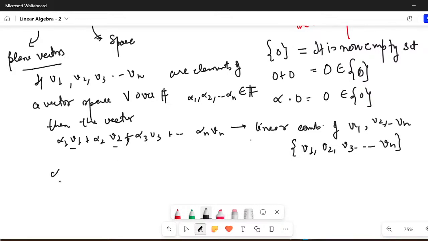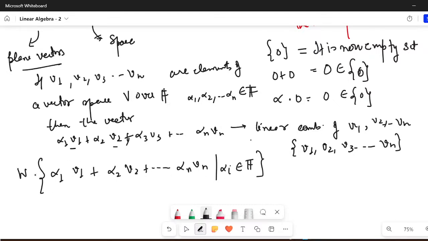So you can say that this alpha 1 v1 plus alpha 2 v2 up to alpha n vn, where the alpha i's are some scalars, or you can say alpha i's belong to some field F, this particular subset, let's say W, forms a subspace of V. Is that clear?